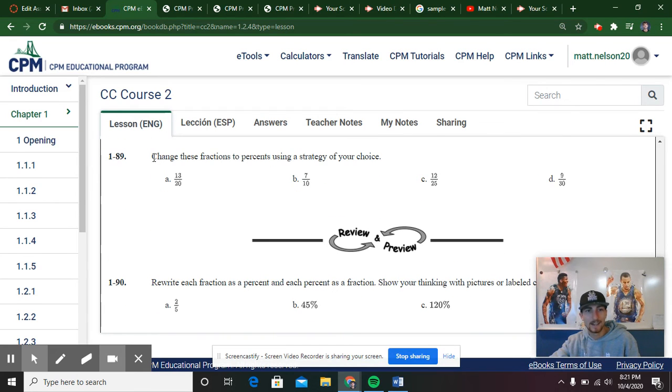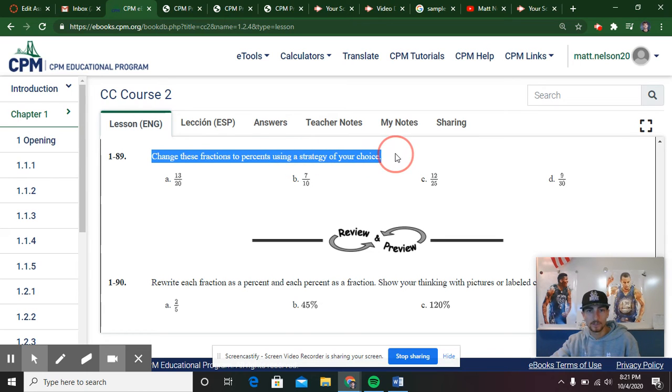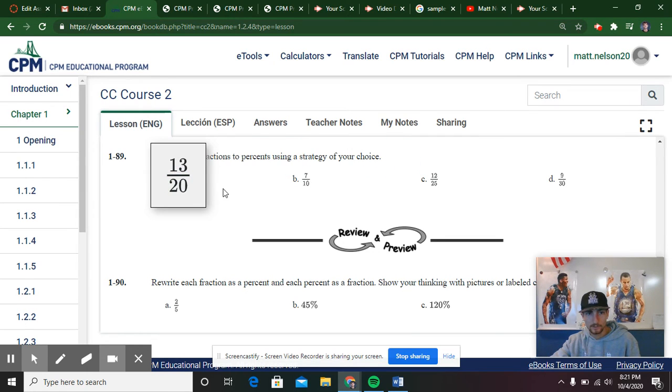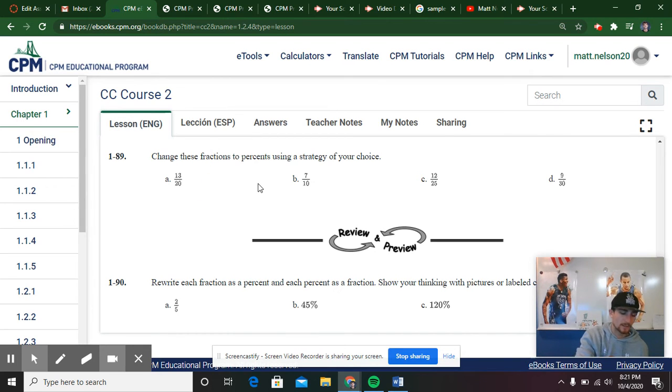Finally, there's 189. It says change these fractions to percents using a strategy of your choice. So first one is 13 over 20. Now this goes back to the last problem we were just talking about, where we talked about how we can get it into a decimal and then how we can get it into a percent. So let's say I'm working with 13 over 20. Is that a fraction, decimal, or percent? That's a fraction, right? Now if I want it as a decimal, how do I convert it?